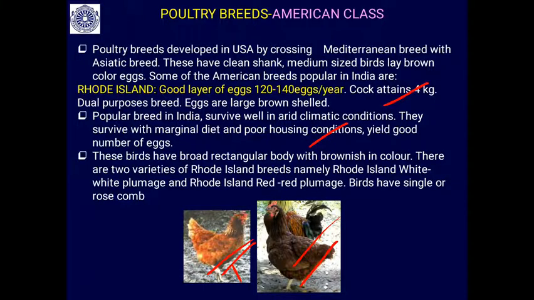These birds have a rectangular body, brownish in color. There are 2 varieties of Rhode Island breeds, namely Rhode Island White plumage and Rhode Island Red plumage. Birds have single or rose comb.